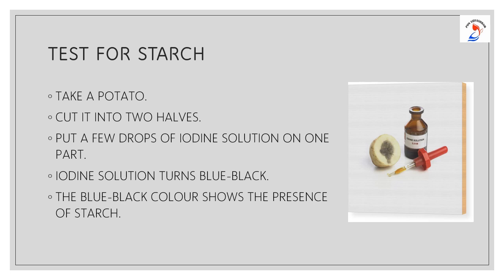Take a potato, cut it into two halves, put a few drops of iodine solution on one part. Now see what happens. Iodine solution turns blue-black. The blue-black color shows the presence of starch. This indicates that the plant has stored its extra food as starch in the potato.